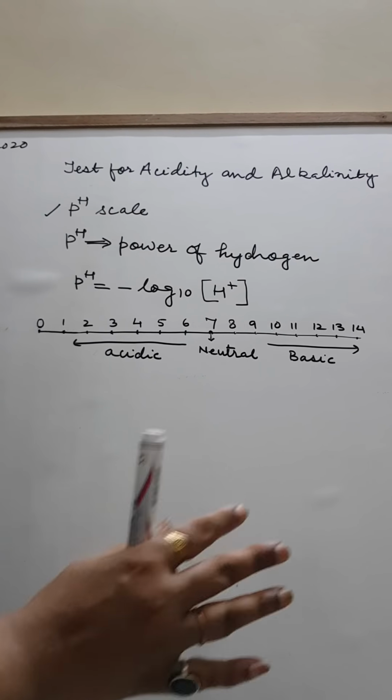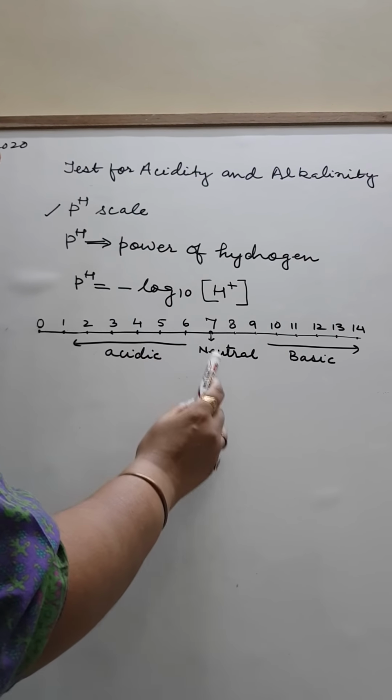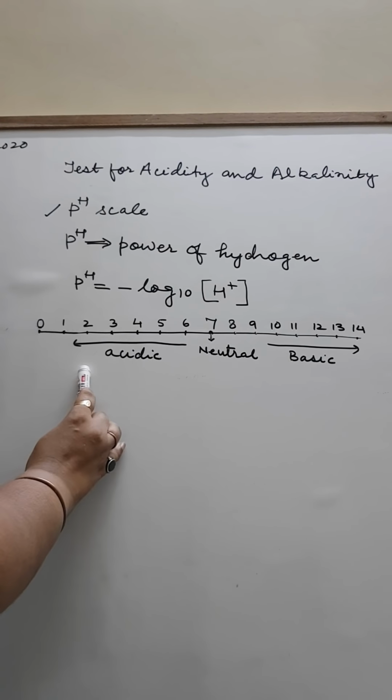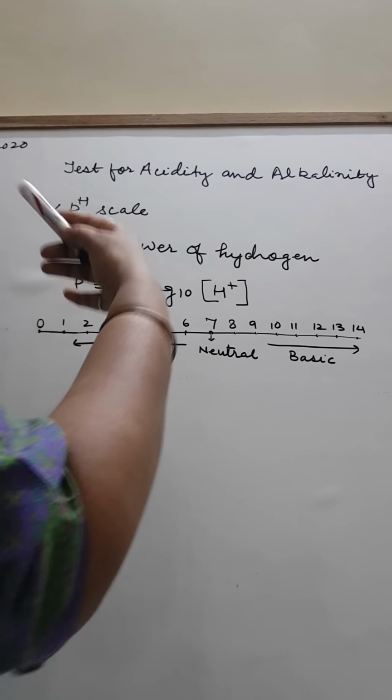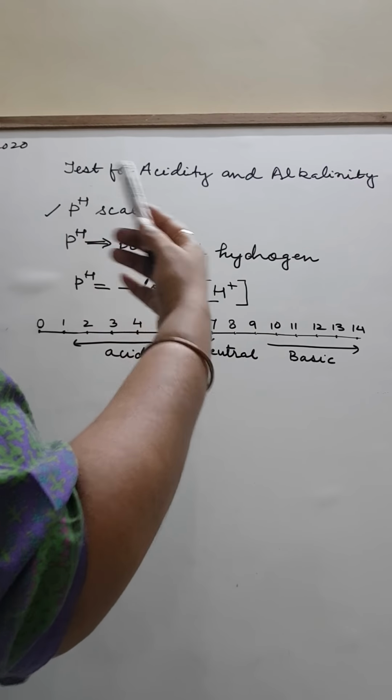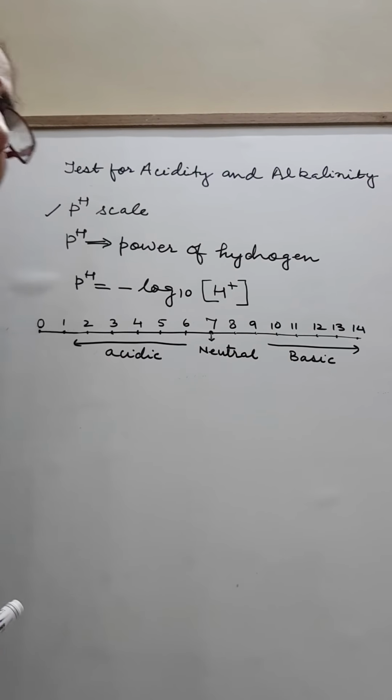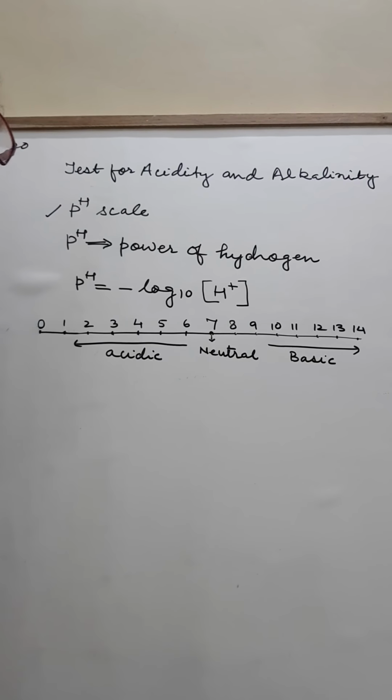So you wrote this much. At 7 it is exactly neutral, below 7 it is acidic. Lower the pH, as we go more and more down, it becomes more and more acidic. If you go above 7, it becomes more and more basic. So this portion I have explained to you. I hope this portion is clear.